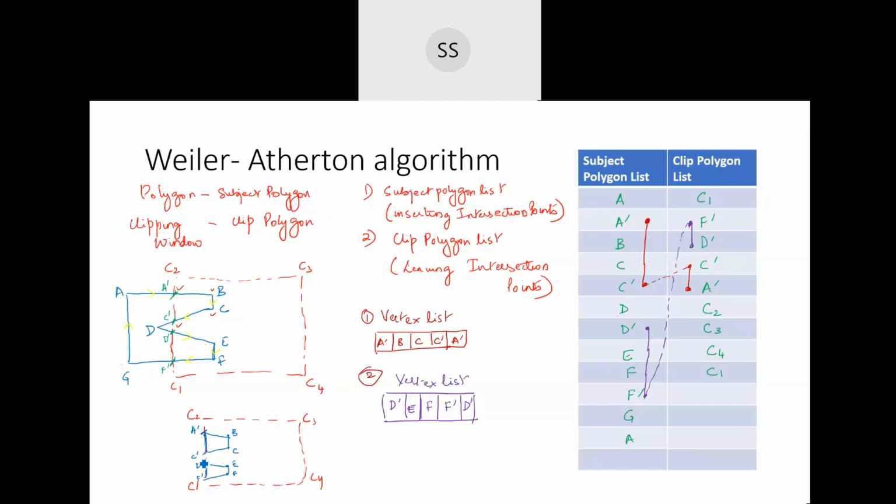So in the case of your Weiler-Atherton algorithm, you can make use of it in both convex as well as concave polygons. But in the case of your Sutherland algorithm, you can only make use of it in convex polygons. You cannot make use of it in concave polygons because you will have extra edges which come into the clipped window which are actually not there.